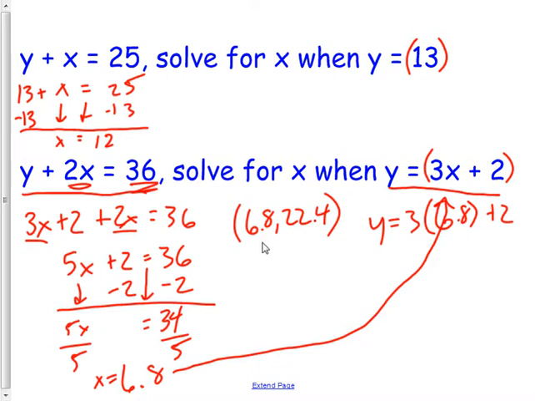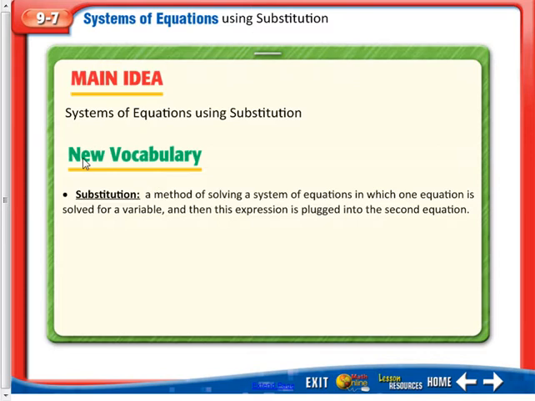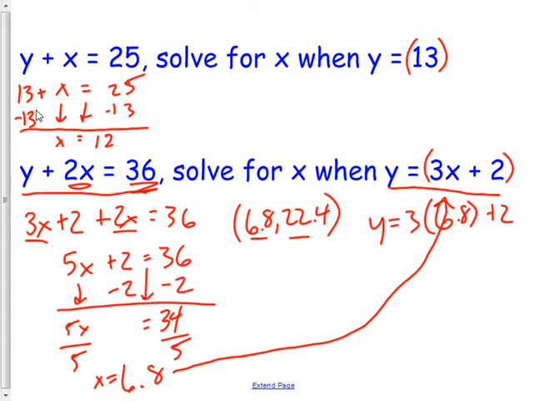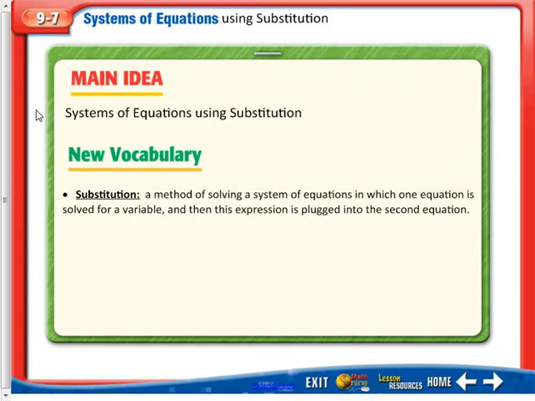You can check it by taking your answers, taking your x value and your y value, plugging it in, and it should work for you. Okay, so that's an example of solving a system of equations using substitution. So we didn't have that example. Now we need to go ahead and add these to our notes, or add the last page in there. It would be nice for you to have those in your notes.